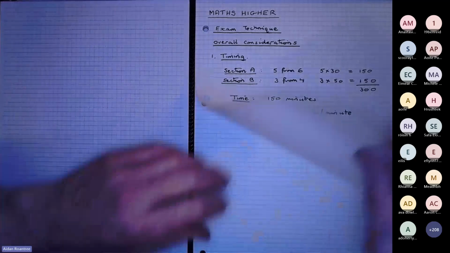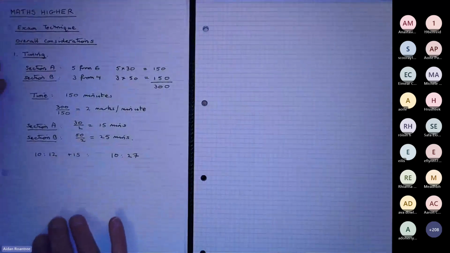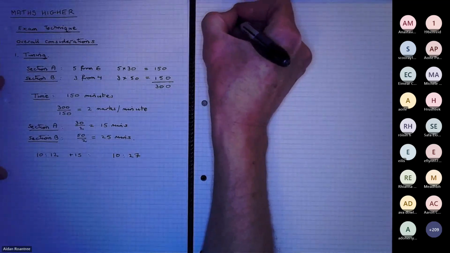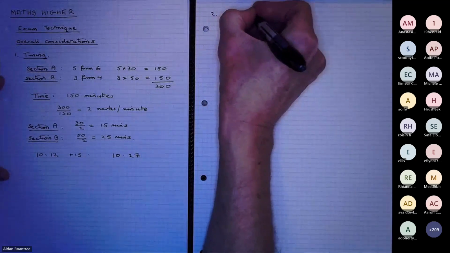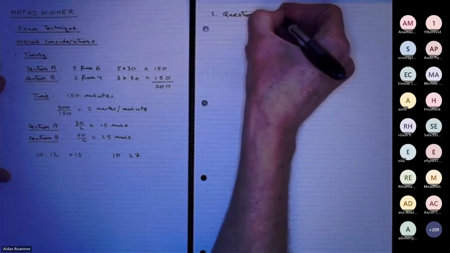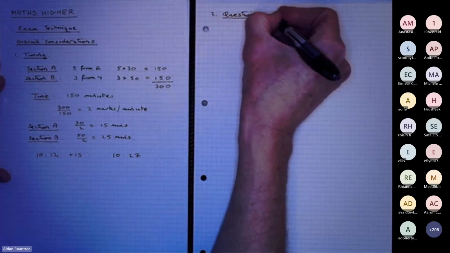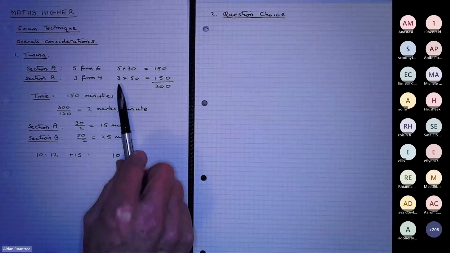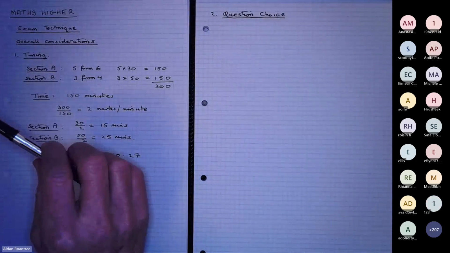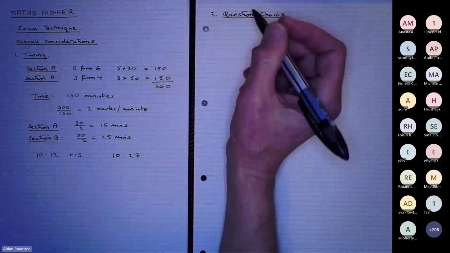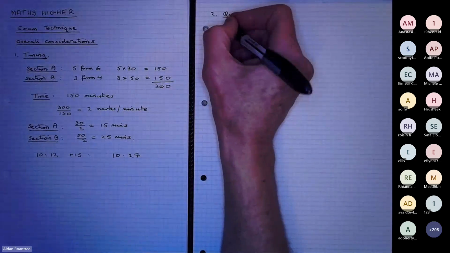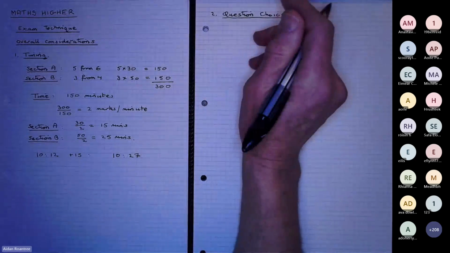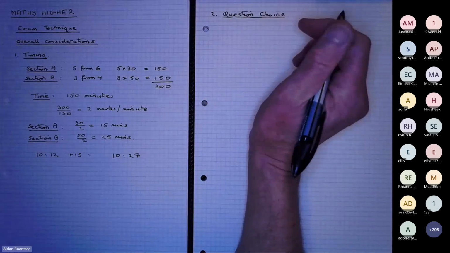Okay, now the next thing is question choice. We've been through the number of questions that you must do in each section already when we were talking about timing. So, in what order should you do the questions? Well, the first thing is, I'm not going to write it down, but you should definitely read all the questions in each section before you make any decisions.